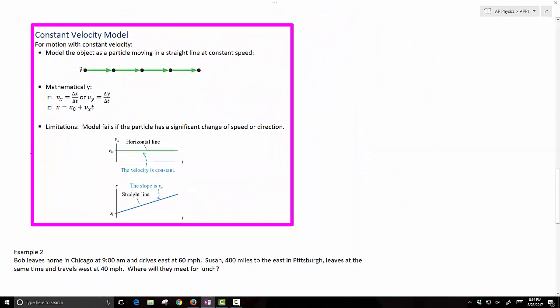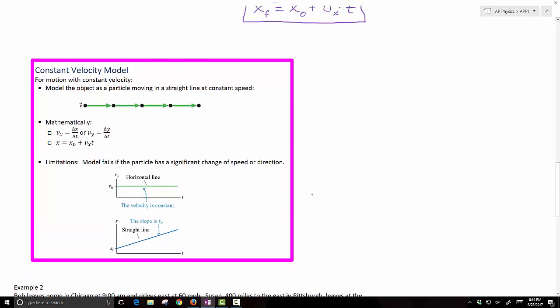All right, here's a quick little box where we're going to summarize some of the important stuff. This is the constant velocity particle model, or just the constant velocity model. If motion is at constant velocity, we get a motion diagram like this, and we covered that nicely in class. The displacement between successive points is equal for equal intervals of time. Mathematically, the velocity is the displacement in x or y divided by the change in time, and then we just derived this equation: my position is equal to initial position plus the velocity times time. The limitation is that the model fails if you have any kind of change in speed or direction.